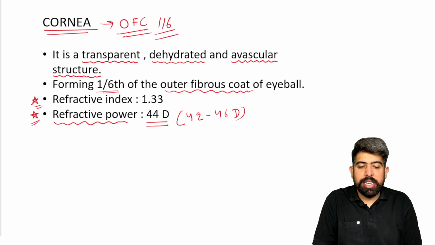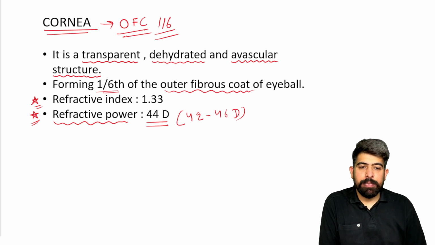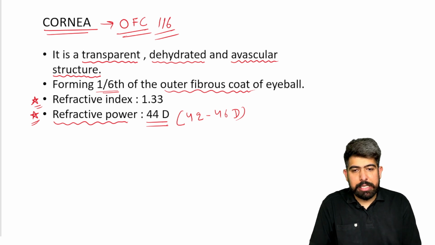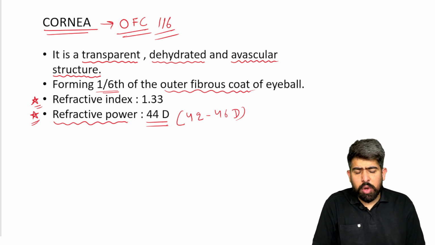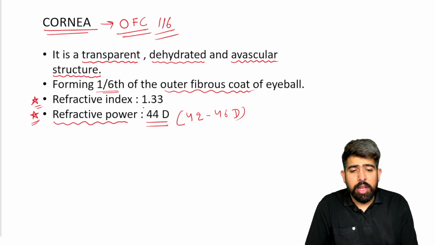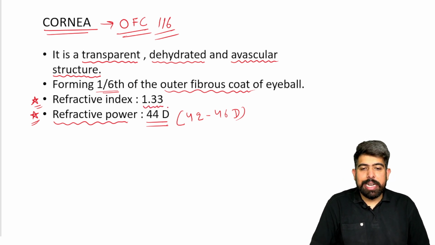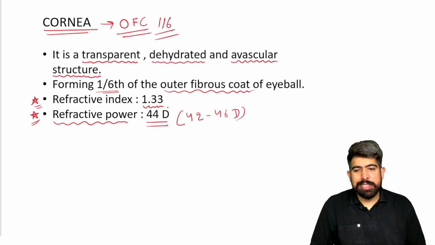I hope in your physics you already studied that every medium has its own refractive index, which causes refraction. Our cornea specifically has a refractive index of 1.33. Just remember these values: the refractive index of the cornea is 1.33, and the refractive power is 44 diopter.